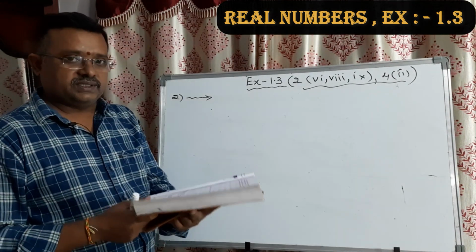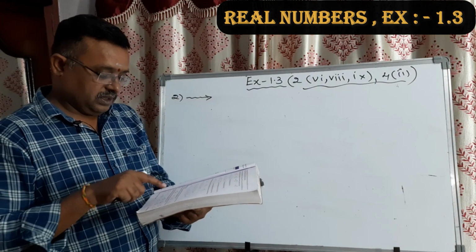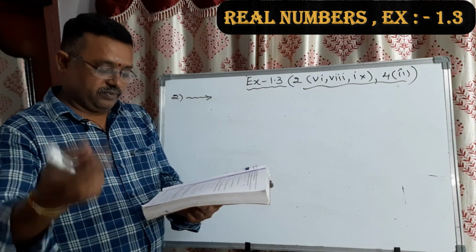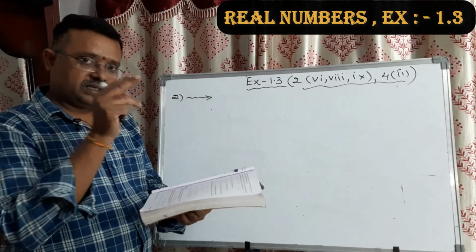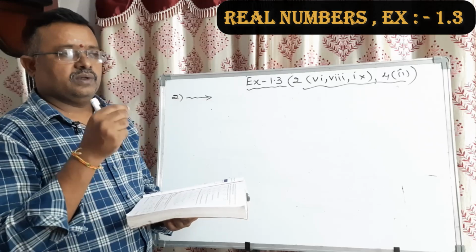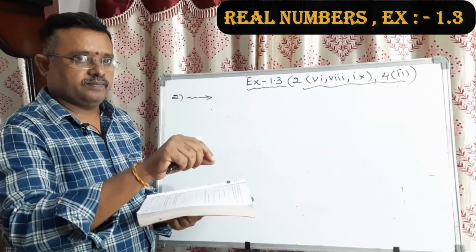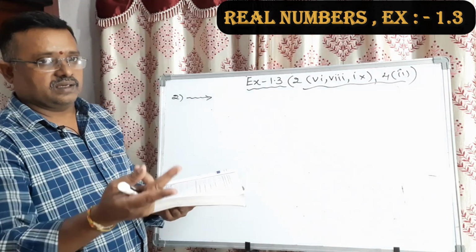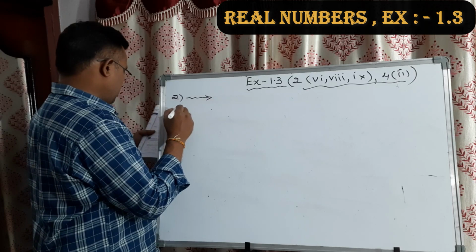In the second bit, the question is: without performing division, without doing long division, state whether the following rational numbers will have a terminating decimal form or non-terminating repeating decimal form. For that, we have to observe only one thing, that is the denominator form. Is it in the form of 2 power n into 5 power m or not? By that we can decide.